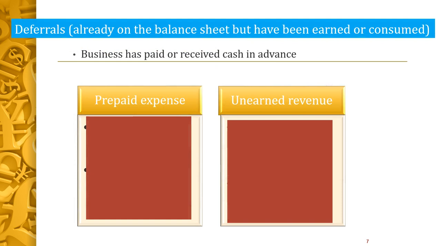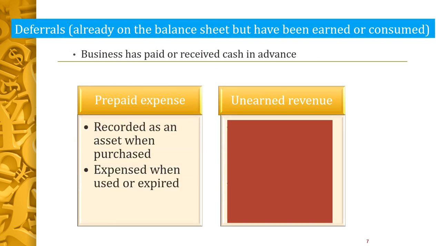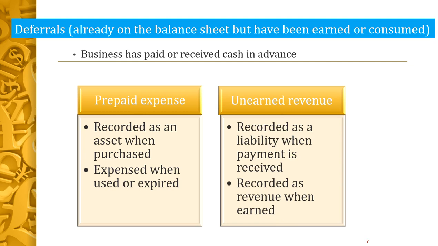Now, first we have our deferrals. An example would be a prepaid expense. They're recorded as an asset when purchased and they're expensed when used or expired. Unearned revenue is recorded as a liability when payment is received, and recorded as revenue when it is earned.